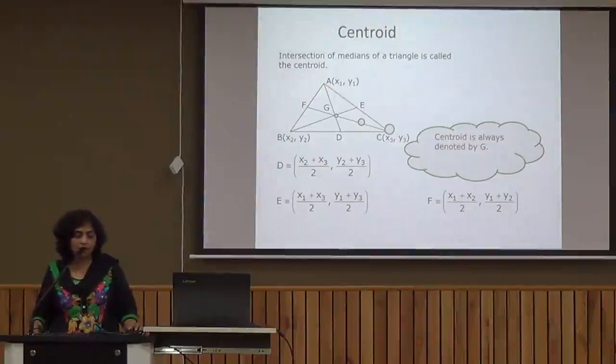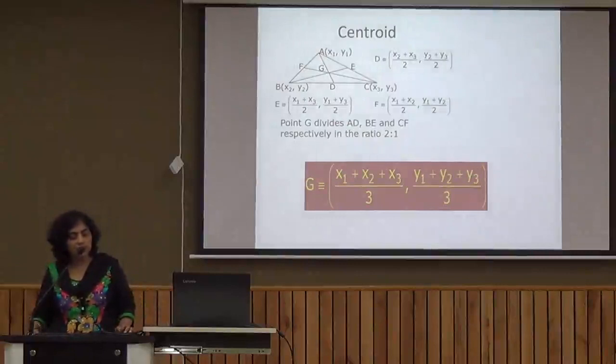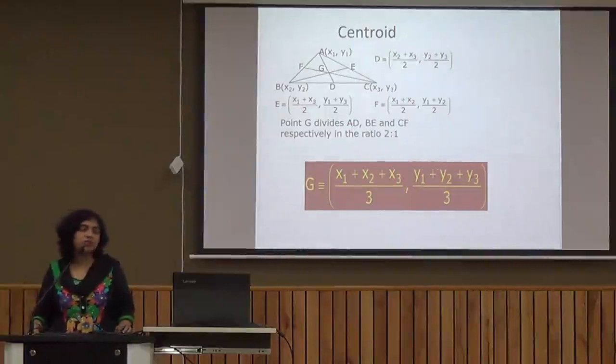Similarly, we get the coordinates of E, F and D. E is x1 plus x3 upon 2, y1 plus y3 upon 2, F is x1 plus x2 upon 2, y1 plus y2 upon 2. Now the point G is lying on the line segment AD, and it is dividing the line AD in the ratio 2 is to 1. Applying this, we get the coordinates of G as x1 plus x2 plus x3 upon 3 and y1 plus y2 plus y3 upon 3.